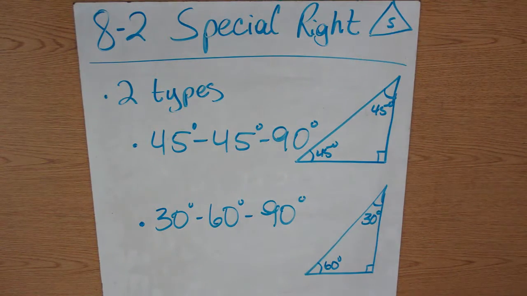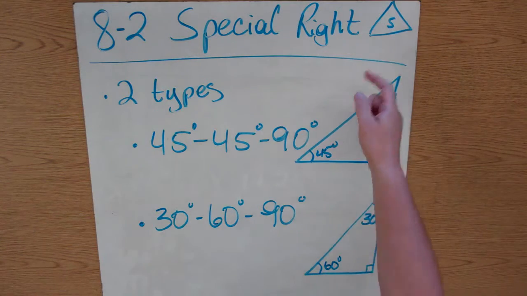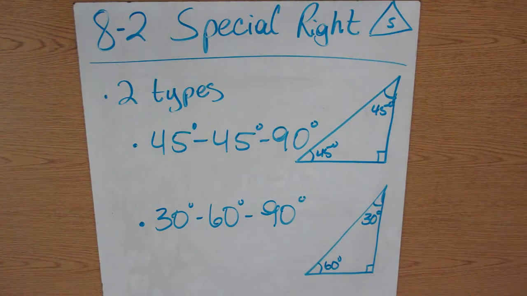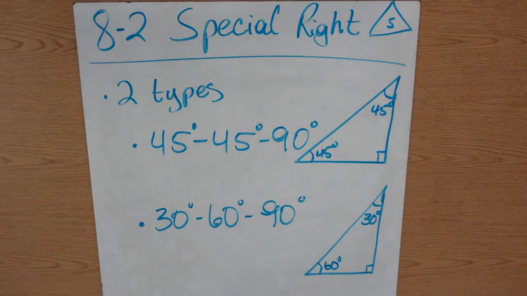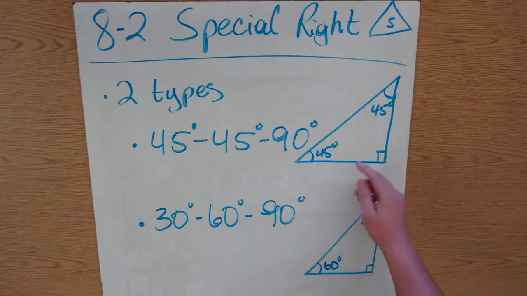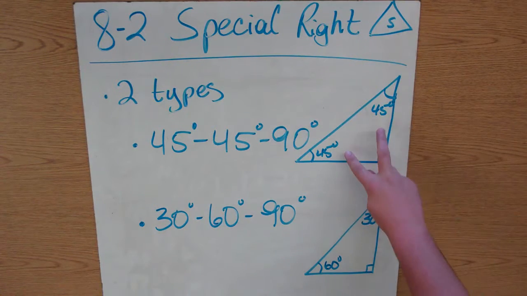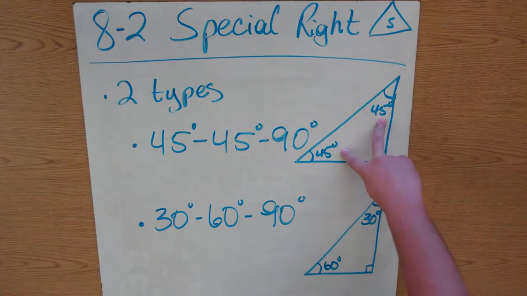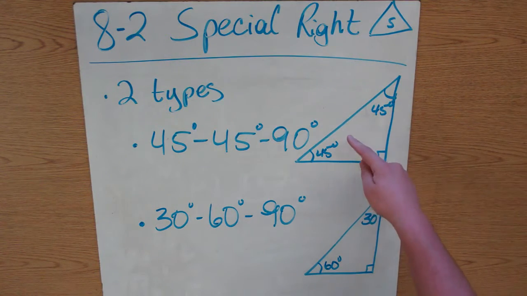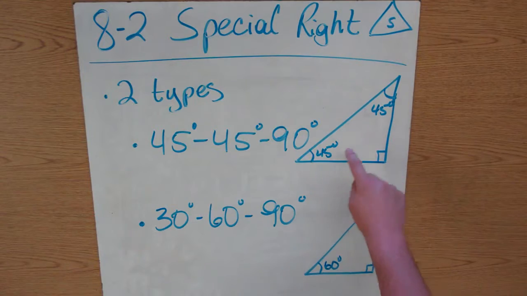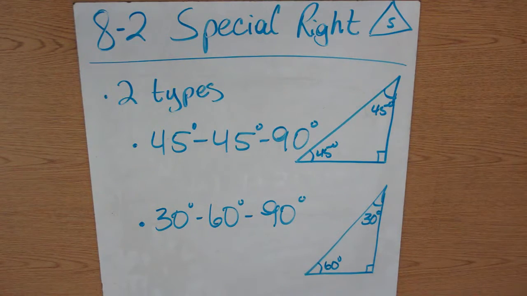This video is about 8-2 special right triangles. There are two types of special right triangles. Your first one is your 45-45-90 triangle. It looks like this. You have a right triangle and then the two base angles are 45 degrees. This is also called an isosceles right triangle. Anytime you have an isosceles right triangle, it is a 45-45-90 right triangle.